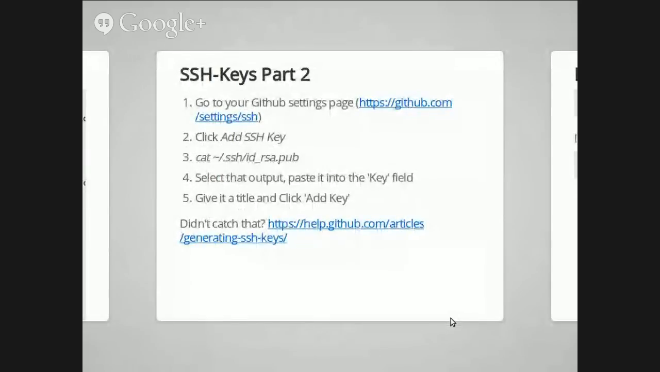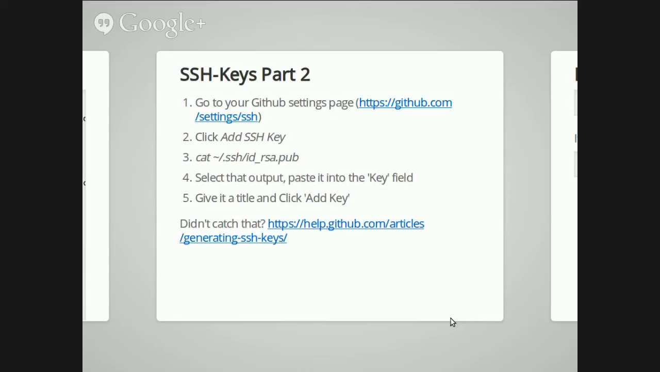So once you have your SSH key set up, what you're going to want to do is sign into GitHub, and then go to this URL, github.com/settings/ssh. You can navigate to that through the GitHub menu, but that's just a really quick way to get to the page on which you add SSH keys. And once you're there, you're going to want to click Add SSH Key.